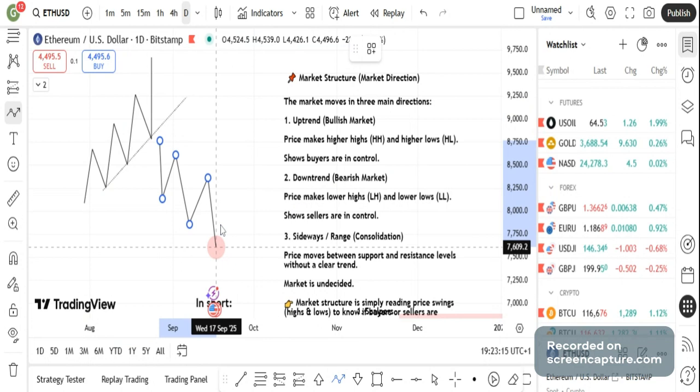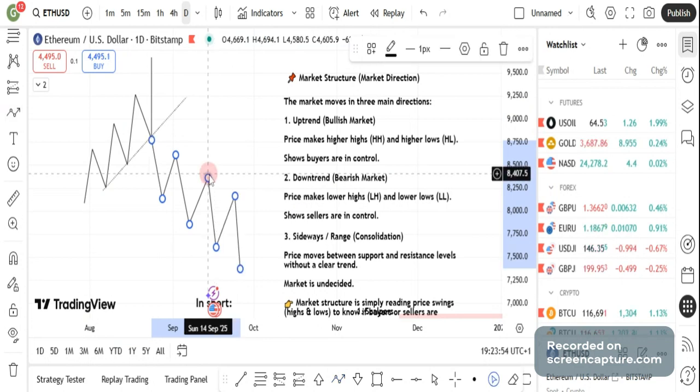All right, so this is an example of a downtrend. In a downtrend, they create a lower high. This point is a lower low, and this is the lower high. This is the lower low, this is the lower high, this is the lower low, and this is the lower high. So it means that it is selling.